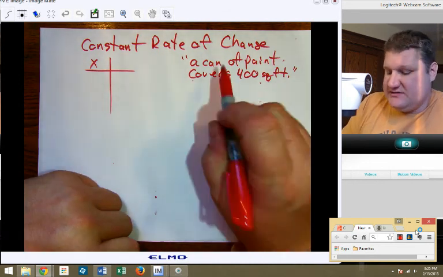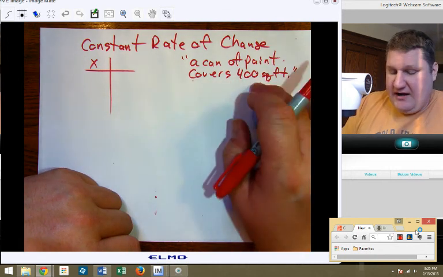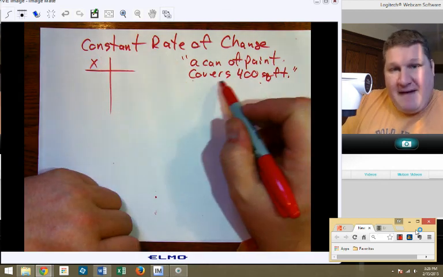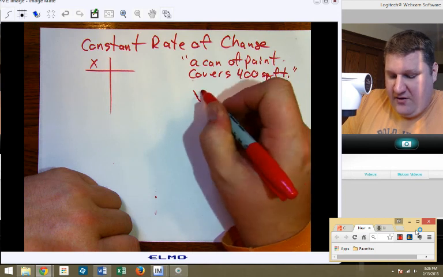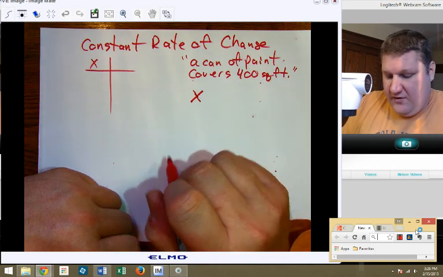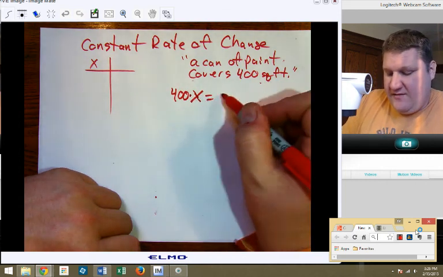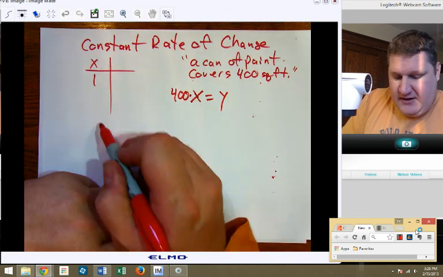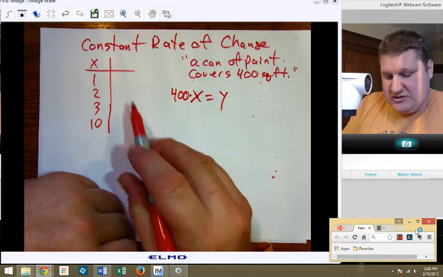Now, our example is a can of paint covers 400 square feet. Now, that means if I want to paint a wall 10 feet by 4 feet, it is going to take a can of paint. Now, we're going to make a math equation out of that. So we're going to say for every can of paint, it covers 400 square feet. That should give us the total number of square feet. So if I have 1 can of paint, 2 cans of paint, 3 cans of paint, or 10 cans of paint, we can tell how much it's going to cover.